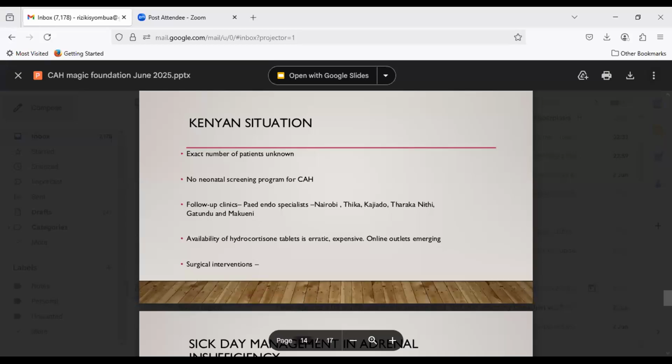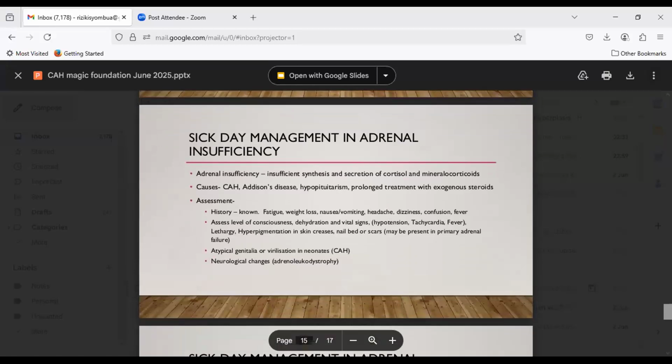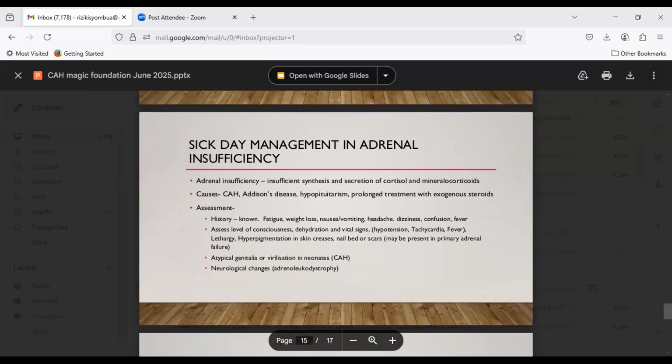Then we look at the sick day management in adrenal insufficiency. Adrenal insufficiency is insufficient secretion or synthesis of cortisol and mineralocorticoid. The commonest cause, we saw 50% of patients in our clinic, is CAH. A few have Addison's disease, which is primary hypoaldosteronism. Others could be hypopituitarism, and those are the common ones we see.